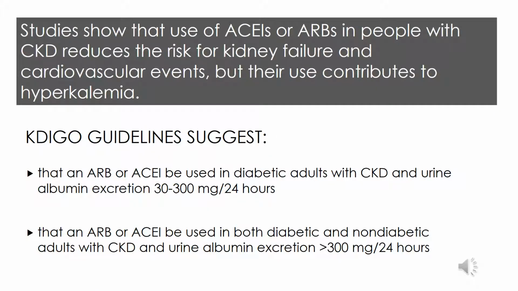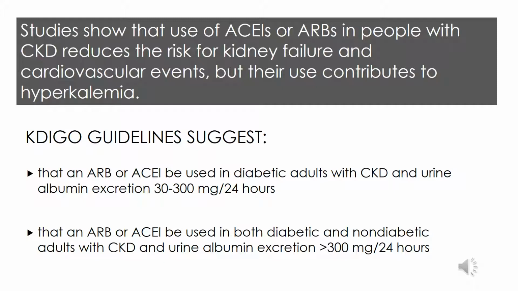So we have a lot of studies that show that the ACE inhibitors and the ARBs are very helpful to people with chronic kidney disease, and that they reduce the risk for kidney failure and reduce cardiovascular events, but they do pose a risk for hyperkalemia, especially in the later stages of chronic kidney disease. The Kidney Disease Improving Global Outcomes guidelines say that we do want to prescribe an ACE or an ARB, not together of course, with patients especially who have diabetes and chronic kidney disease when their albumin creatinine ratio is between 30 and 300.